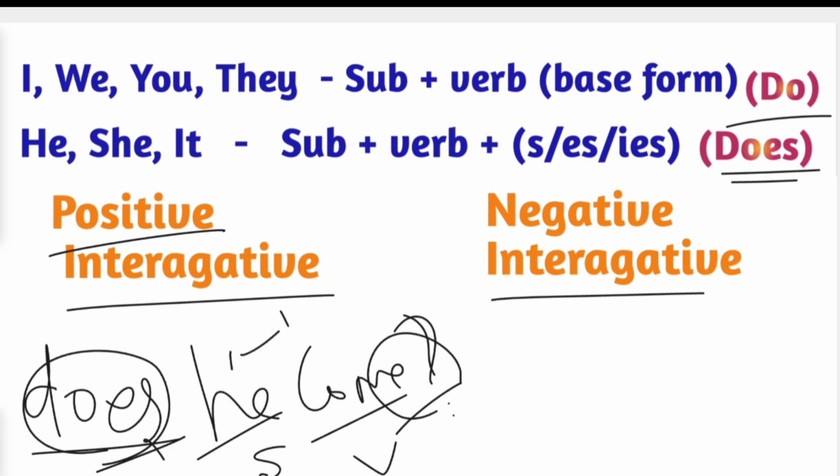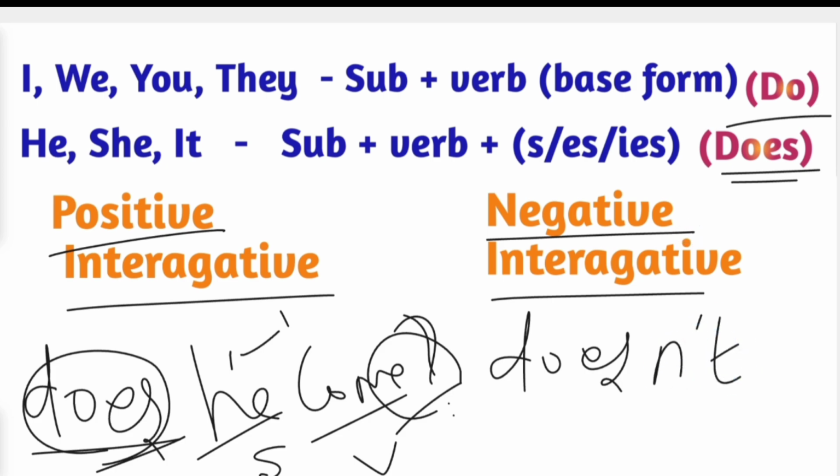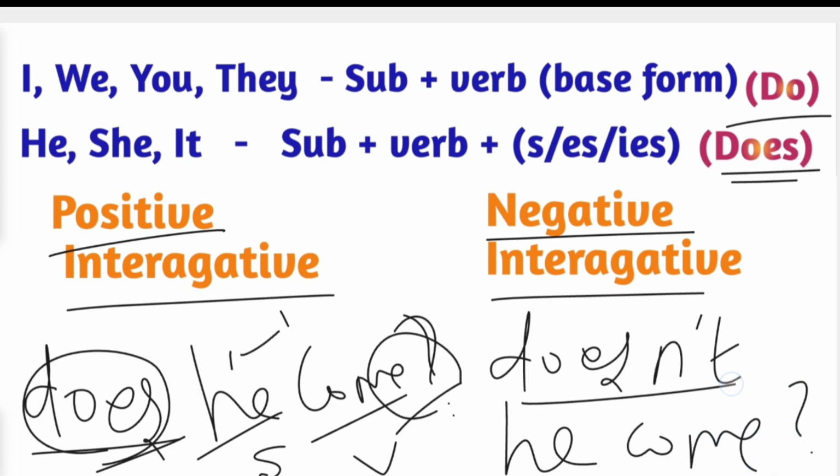Now we will change it into a negative interrogative sentence. Same, it starts with the auxiliary verb. So does, and because it is negative, you add not. So doesn't he come? That's it. Doesn't he come? It's a negative interrogative sentence. It's very simple. We will see one more example.